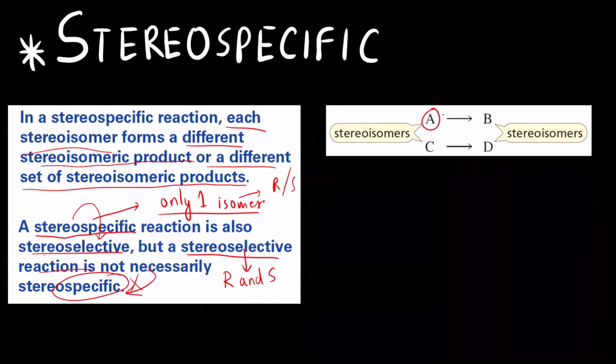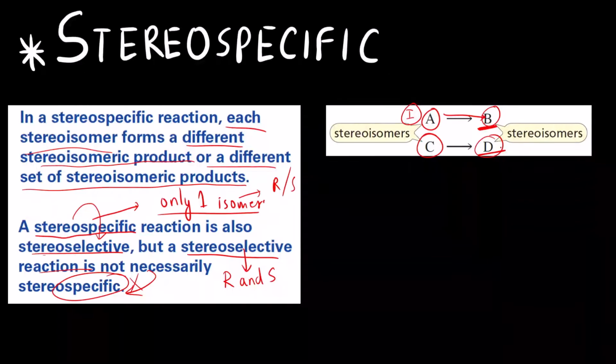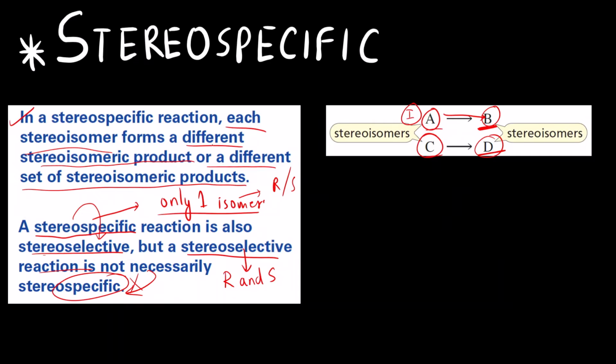Suppose there is a reactant A. This reaction will form one isomer B. Okay, this particular reaction, let's say reaction 1, will give only this B isomer and not any other product. Similarly, let's say there is another reactant C that will give a different stereoisomer, that is D. So that is the meaning of this definition: each stereoisomer, A and C, forms a different stereoisomeric product. B and D formed are also different.